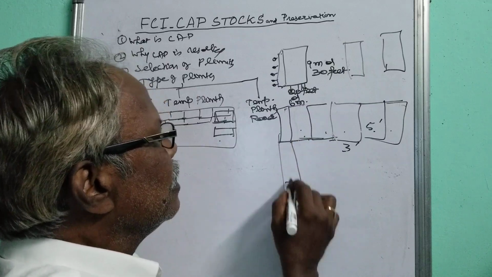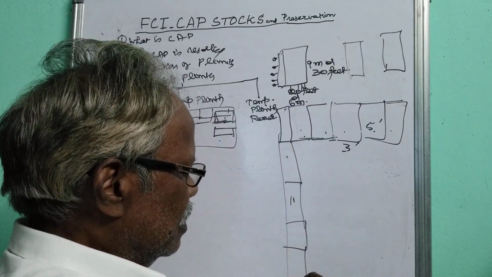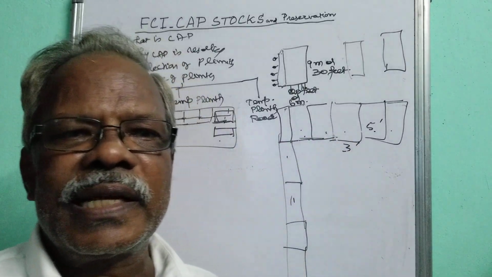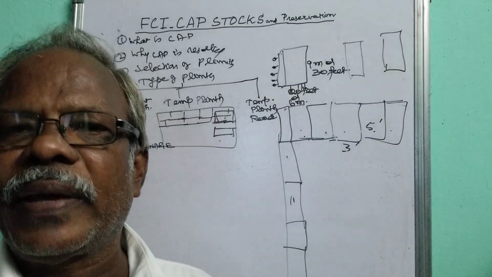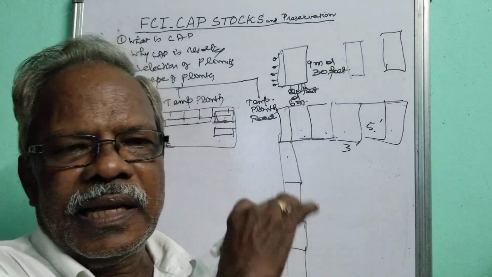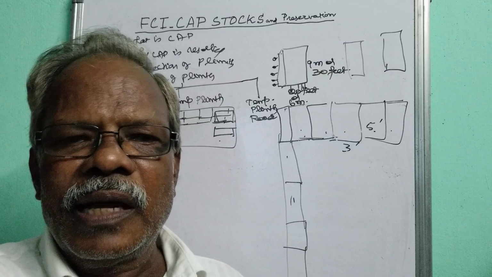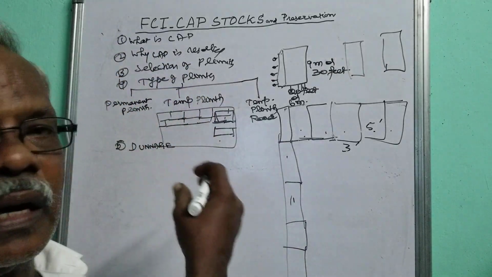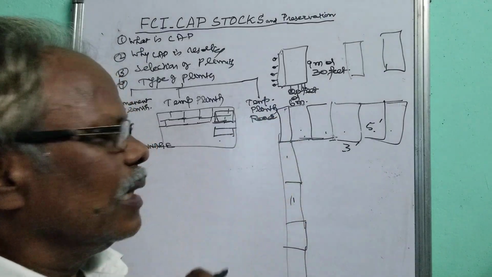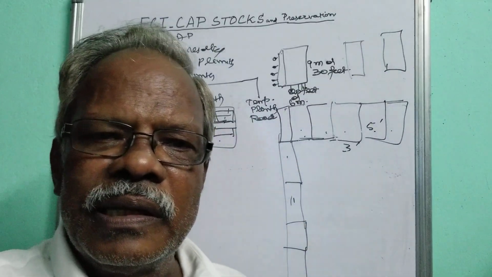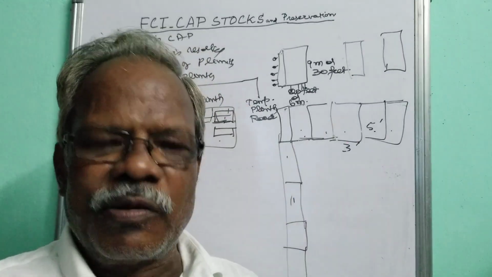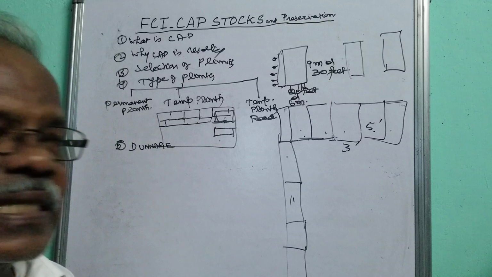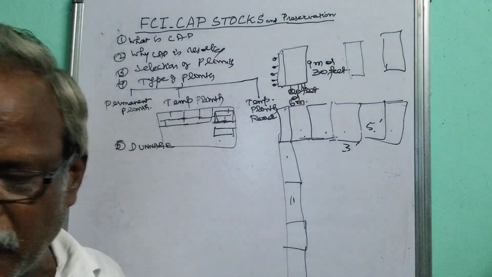So 6 into 6, 36 wooden crates or poly pallets are placed over the plinth, either a permanent plinth or a temporary plinth, or on road or on elevated ground structures. This is called dunnage. So totally 36 crates or poly pallets are provided.